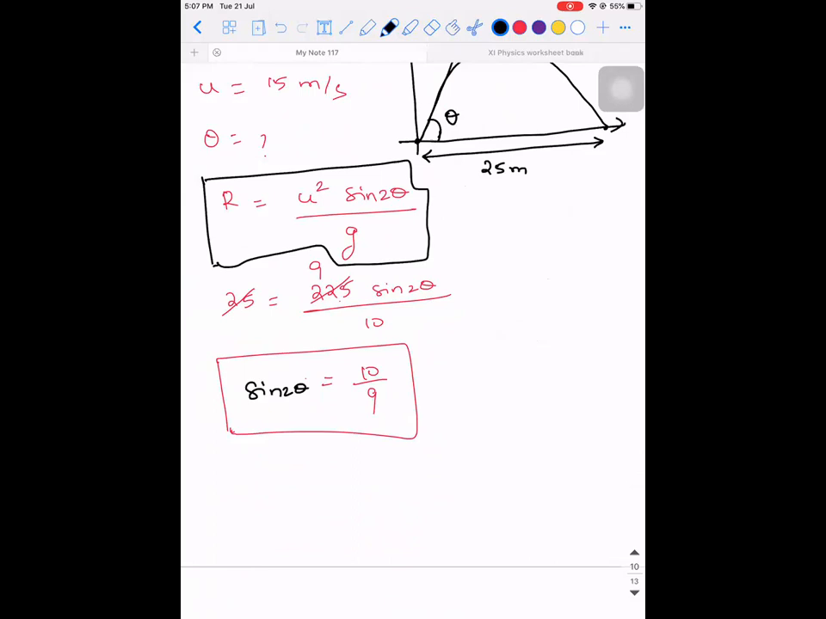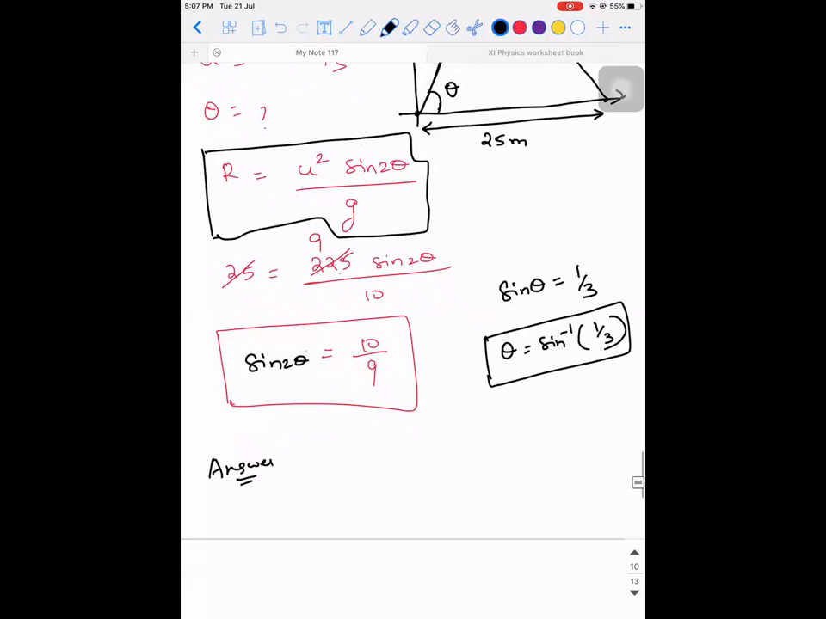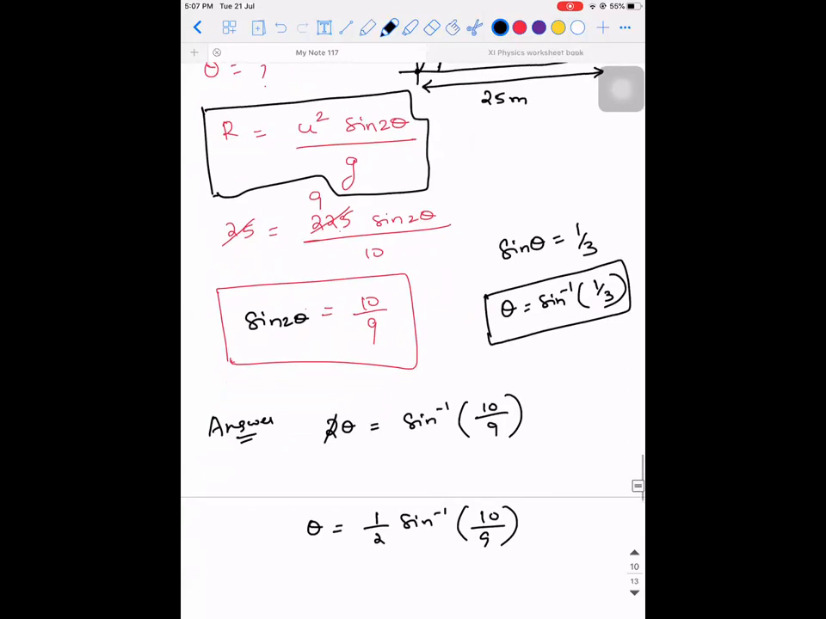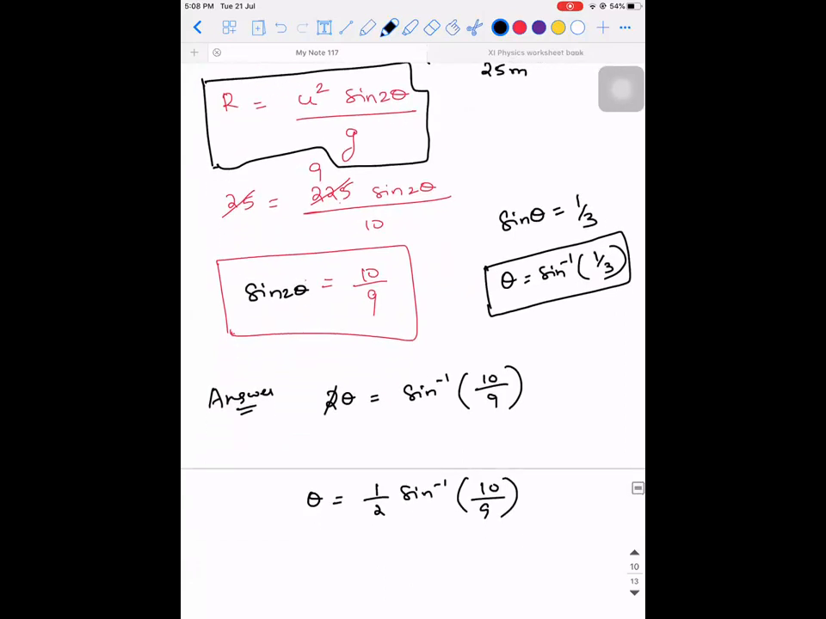So what will be the answer? What will be the angle? See, if sine theta is equal to 1 by 3 means you can write theta is equal to sine inverse of 1 by 3. In a similar format, how do I write sine 2 theta is equal to 10 by 9? 2 theta I can write it as sine inverse of 10 by 9, and theta will be equal to, this 2 will go to the other side, 1 by 2 into sine inverse of 10 by 9. This is the answer, right? So when they ask you about the angle, you need to report it like this. Is this clear till this step?